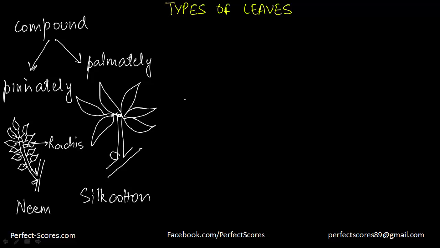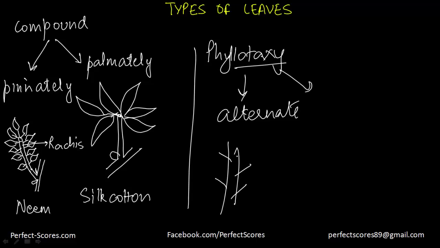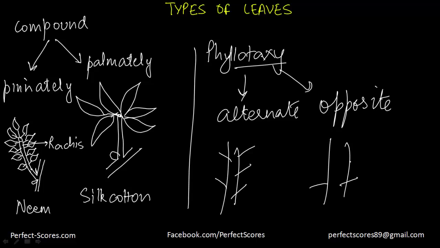But further what we are going to do is phyllotaxy. Phyllotaxy is an important thing that you must know. That is the pattern of arrangement of leaves. It can be alternate, it can be opposite. In alternate, you have leaves like this, but in opposite, you have leaves like this. So they are on the opposite edges of a stem. Here they are on the alternate edges of the stem. So we are going to discuss that in detail now.